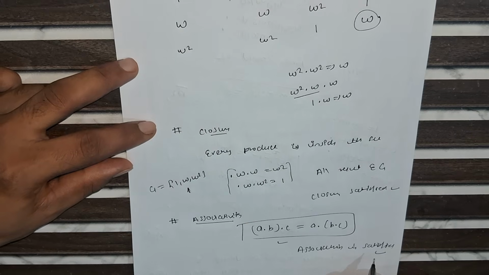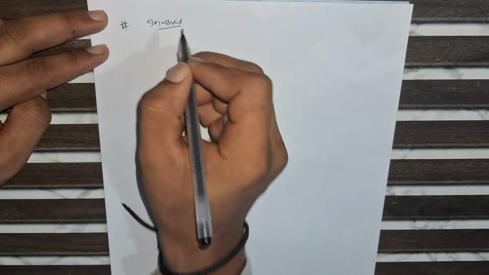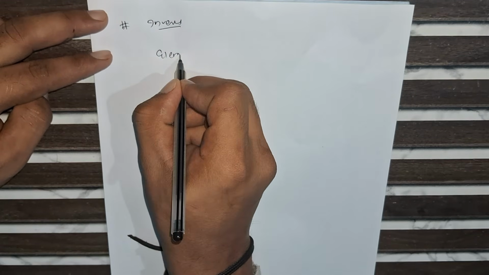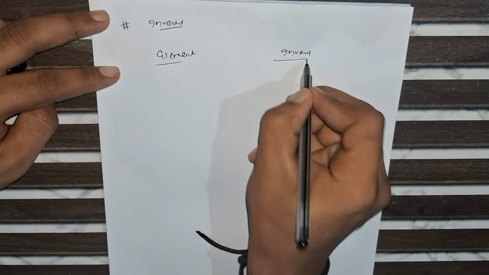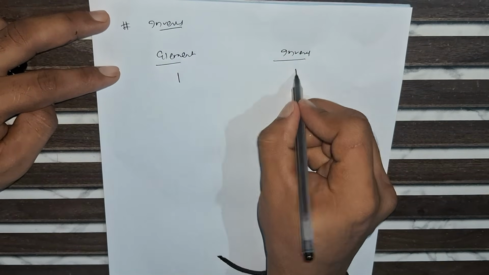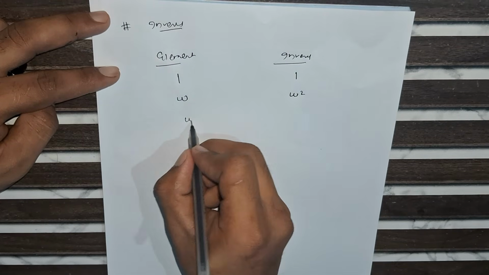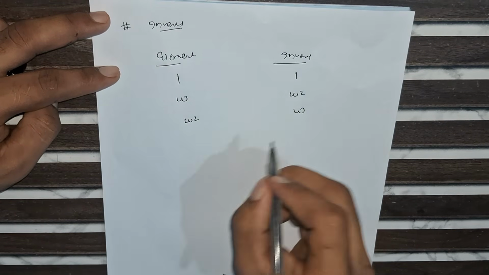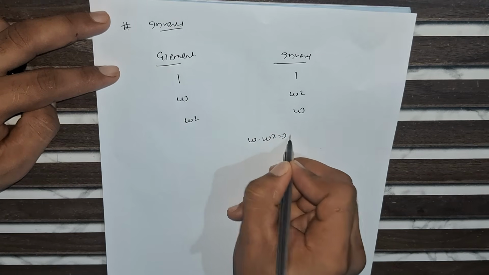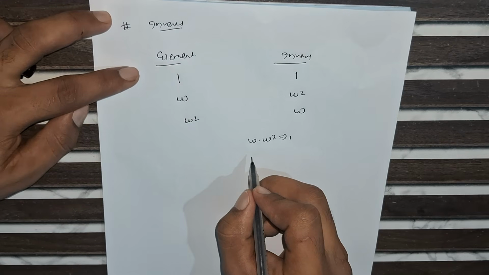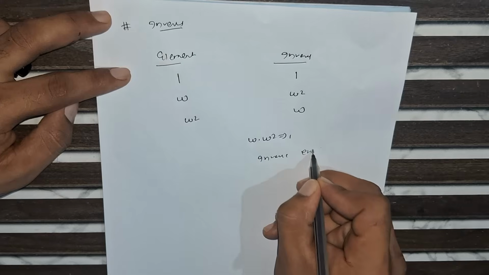Now move to our inverse property. Our next one is inverse. Here we are taking an element, and here we are taking the inverse of that element. So what is the inverse of 1? Which is 1. Inverse of omega is omega square, and inverse of omega square is equal to omega. So we can say that because omega into omega square equals to 1, with the help of this expression we can say that our inverse property exists here.